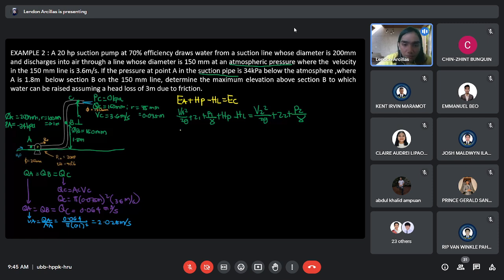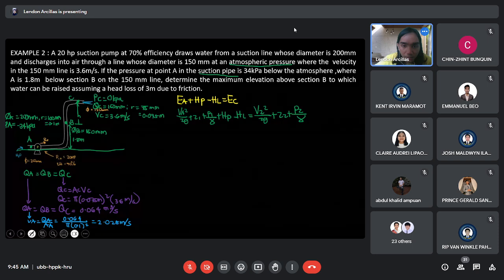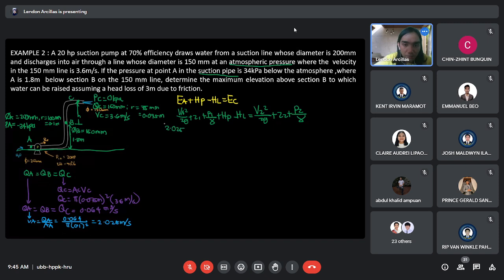So, the energy from point A, velocity A is 2.025 squared. That is the velocity at point A, over 2 times 9.81, plus Z sub 1. A is at the datum, meaning our Z at A is 0. Okay?